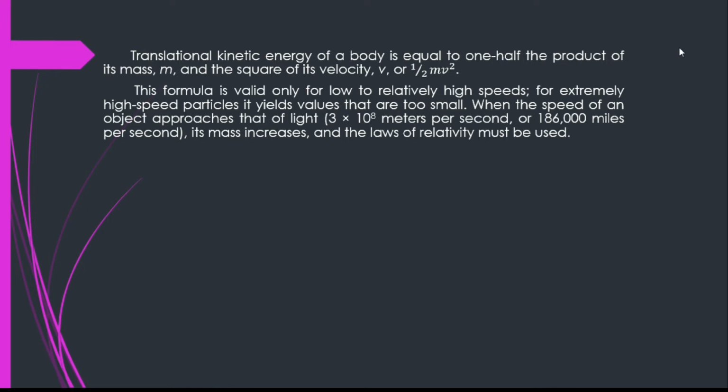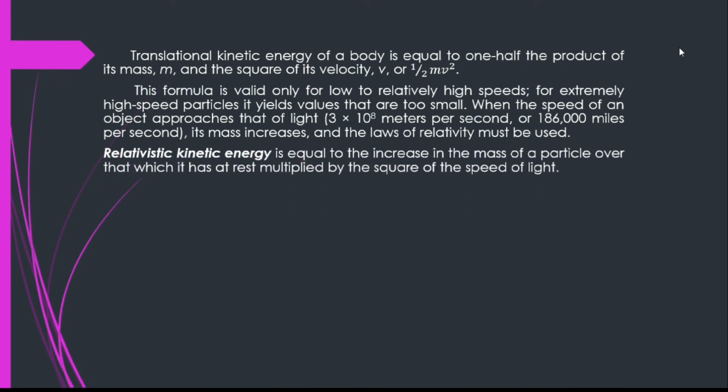For extremely high speed particles, it yields values that are too small. When the speed of an object approaches that of light, 3 times 10 to the power of 8 meters per second or 186,000 miles per second, its mass increases and the laws of relativity must be used. Relativistic kinetic energy is equal to the increase of the mass of a particle over that which it has at rest, multiplied by the square of the speed of light.